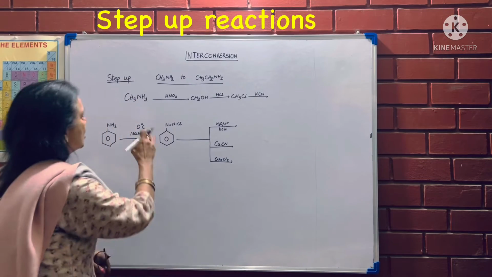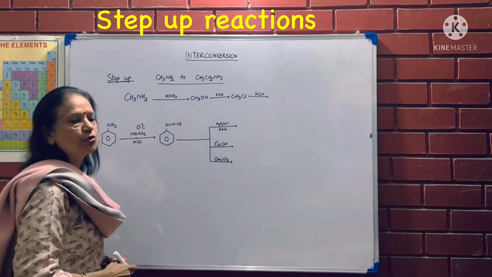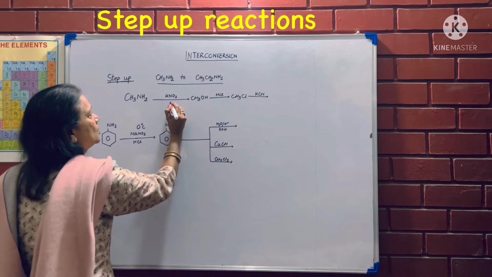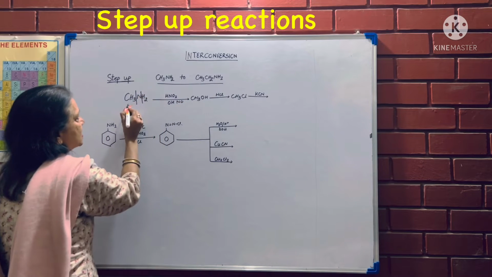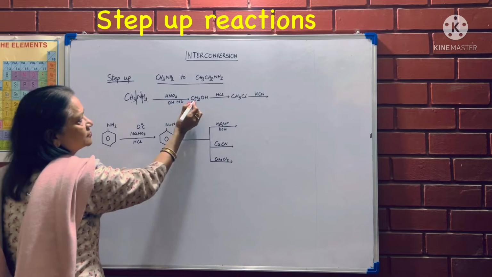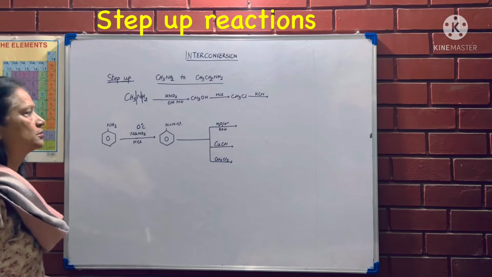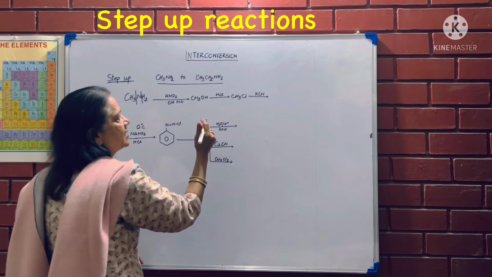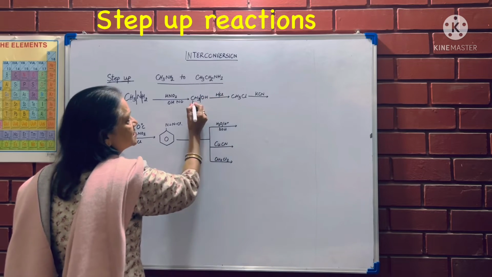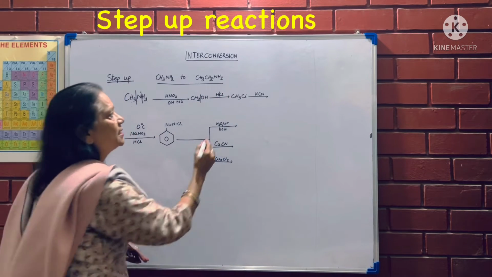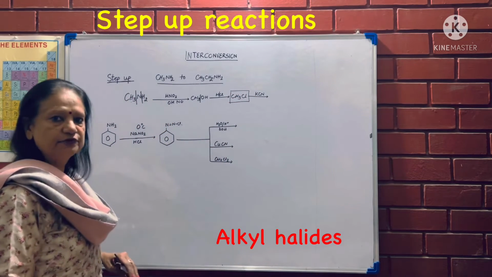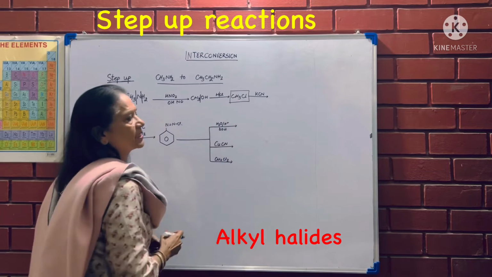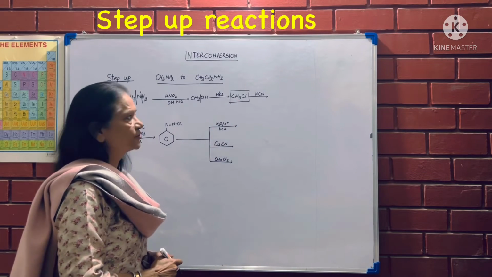Especially in the case of amines, the first reaction should always be with HNO2, which also means OHNO. So that means CH3OH, which is an alcohol, is formed. Now to an alcohol, if I add HCl, it gives me CH3Cl here, which is an alkyl halide. Alkyl halides are the most reactive compounds. So when we reach an alkyl halide, I can change it in different ways.